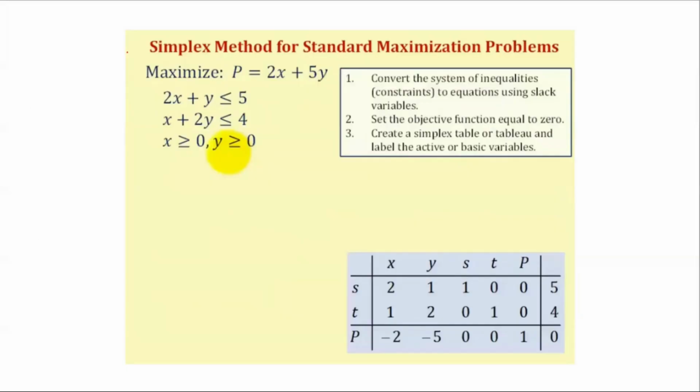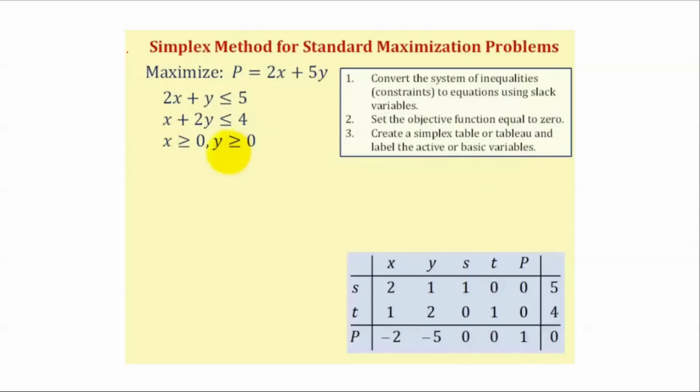So here you have some constraints, and you have an objective function p, which you want to maximize, right? So basically, what you have to do, in 4 steps, is convert the system of inequalities to equations using slack variables. And then you set the objective function equal to 0. And then you create this table. So where did I get this table from? Let's see.